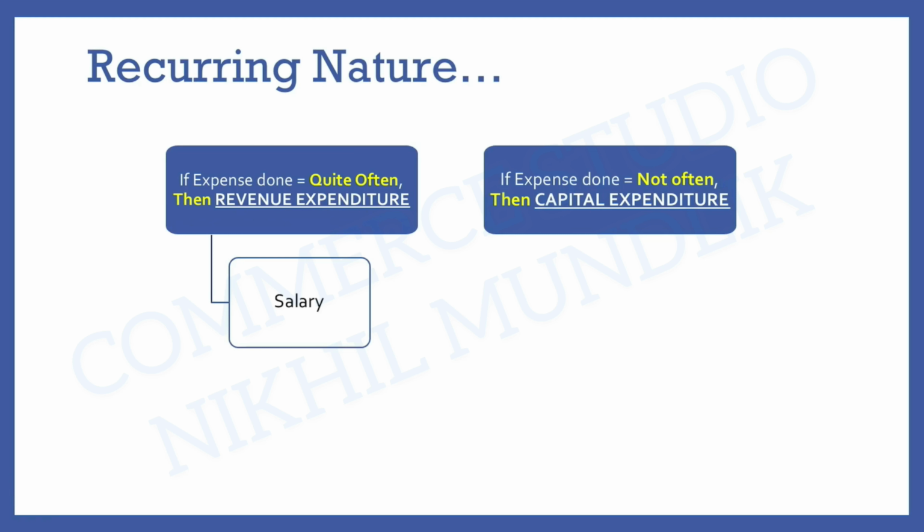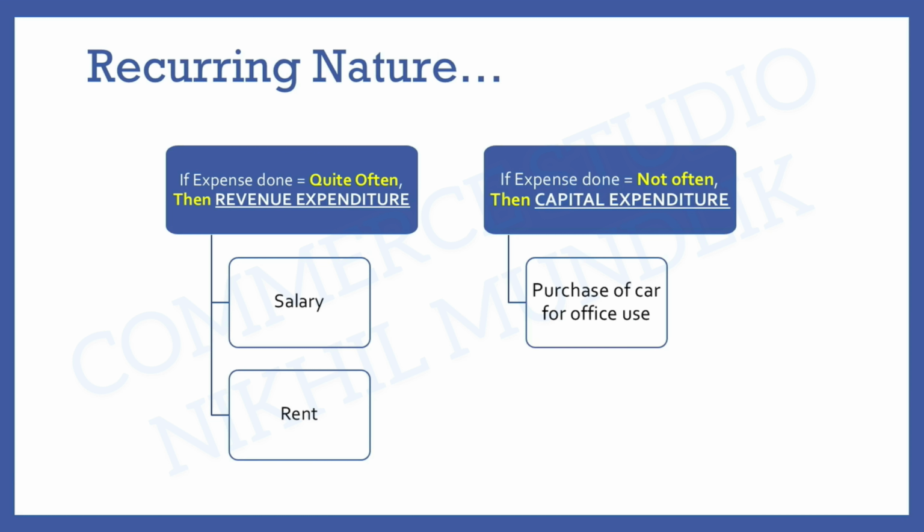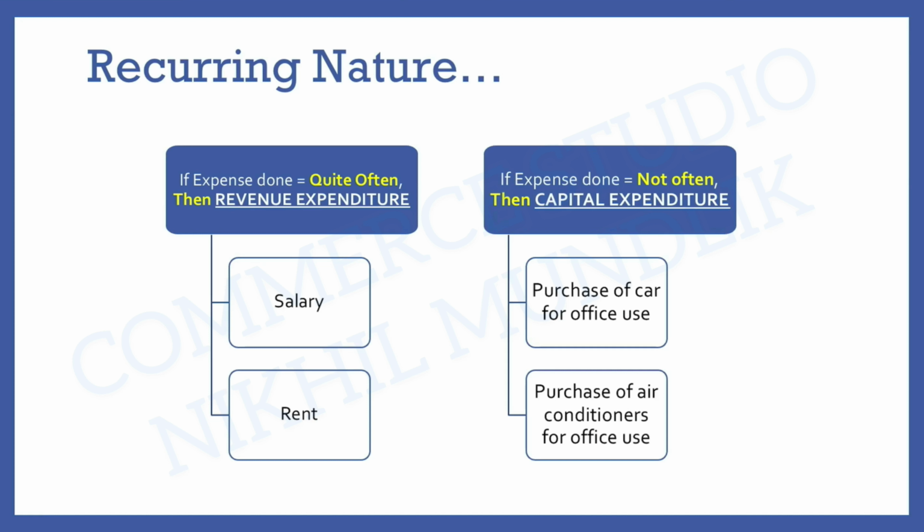The same way, rent also is a revenue expenditure, because it is paid several times during the year, and is recurring in nature. Whereas, say, a business purchases a car for its office use. Now, cars are not purchased every now and then, unlike other things like stationery or other office supplies, so the purchase of a car is not done often, hence, it becomes a capital expenditure. The same applies to, say, purchase of air conditioners for office use. This will also be a capital expenditure.